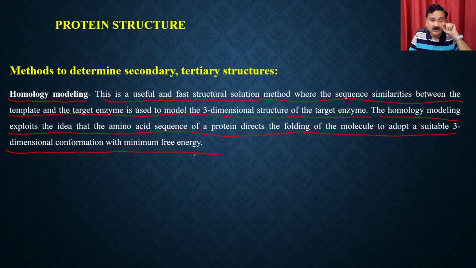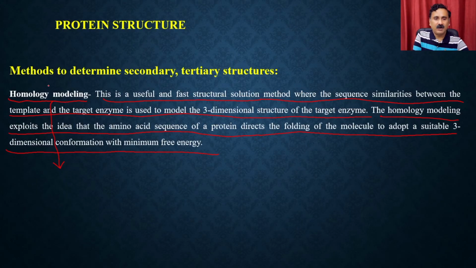So homology modeling depends on the phenomenon that when two proteins have similar amino acids, they are going to adopt similar types of folds, right? Because you know that the primary structure directs the folding of these amino acids, and that's why when the primary structure or the amino acid sequence is identical, it is going to fold into the same shape, which means if you want to use homology modeling, you are going to have two things.